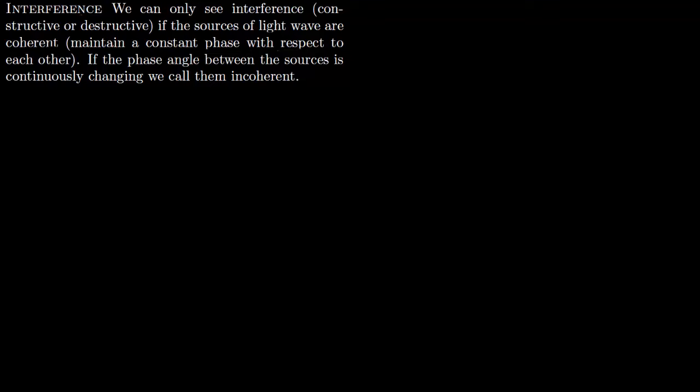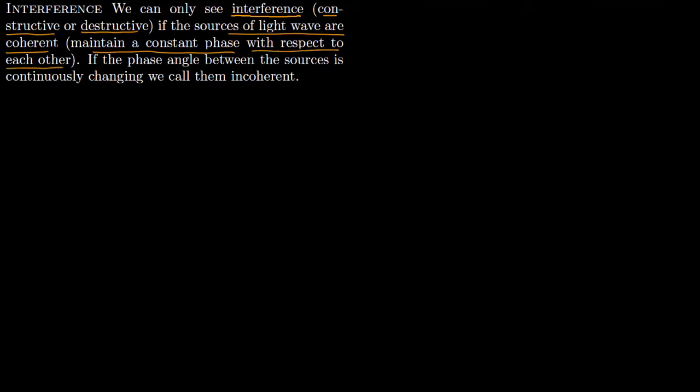In this lecture, we talk about interference of light waves. Now we can only see interference. So this interference could be constructive or destructive if the sources of light are coherent. So what does coherent mean? Coherent means the sources of light maintain a constant phase difference with respect to each other.